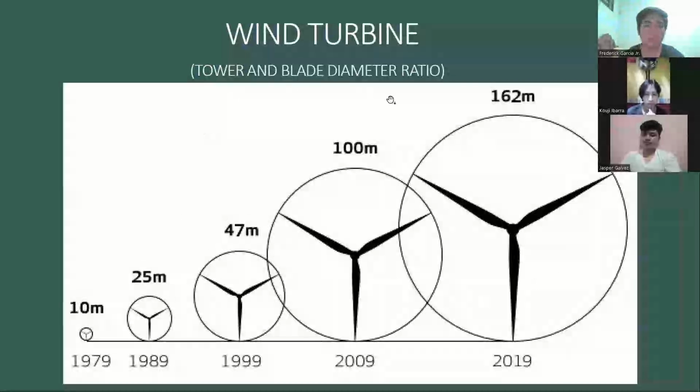Now we have here the diameter ratio for the wind turbines. As you can see, as the decades went on, the blades of the wind turbines, rather, got larger and larger, making them more efficient at generating electricity.